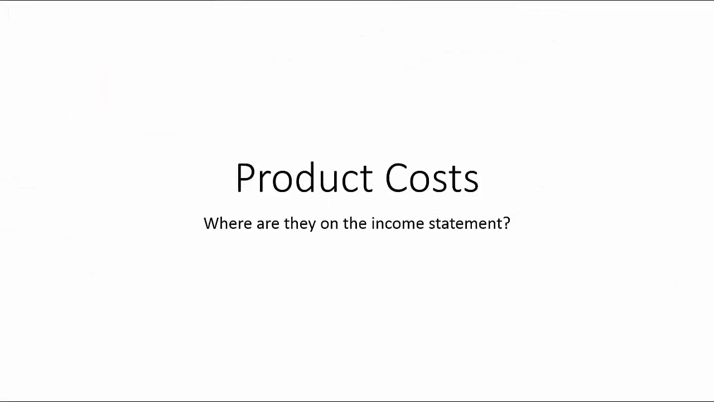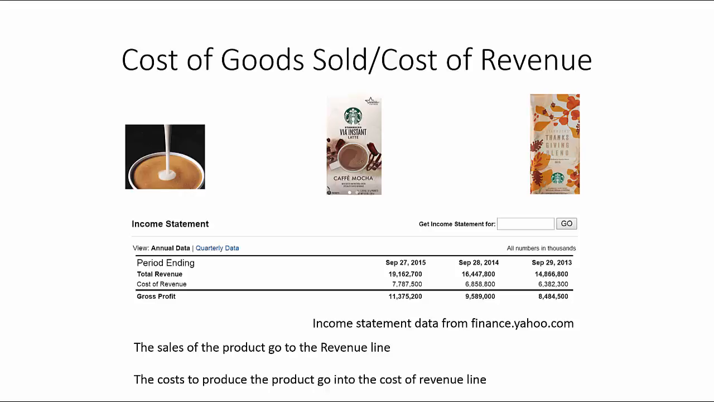Hi everyone. In this video, what I'd like to talk through is product costs and where they exist on the income statement. So using the Starbucks example, I've got a picture of some products that are sold within the Starbucks structure, and every single sale will show up in total revenue.